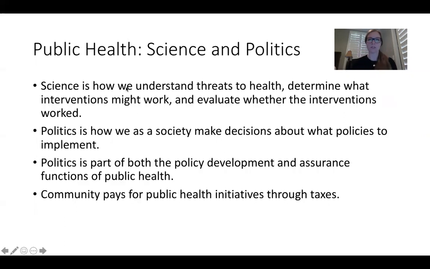Okay, public health, science, and politics. All right, so this gets into the nitty-gritty. Science is how we understand how to treat health, determine what interventions may work, and then evaluate the interventions that worked. So it's trial and error. That's science. We do studies, trials, we experiment. That's the biggest thing with science. Politics, on the other hand, is how we as a society make decisions about what policies to implement. Okay, those are the two things, science and politics.